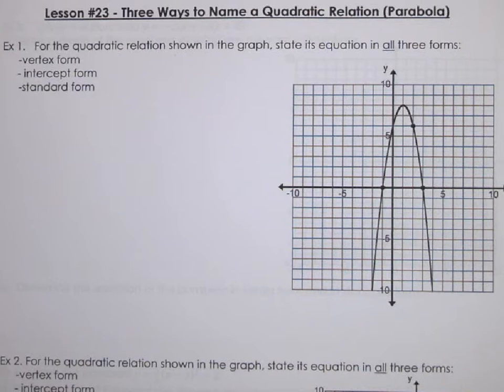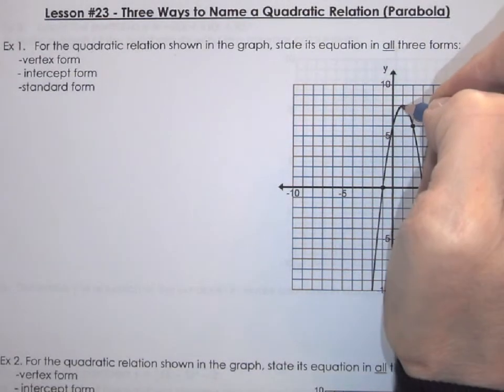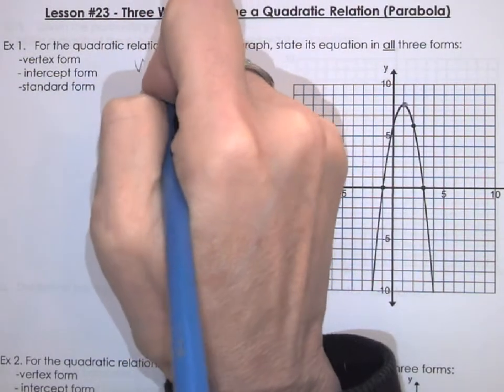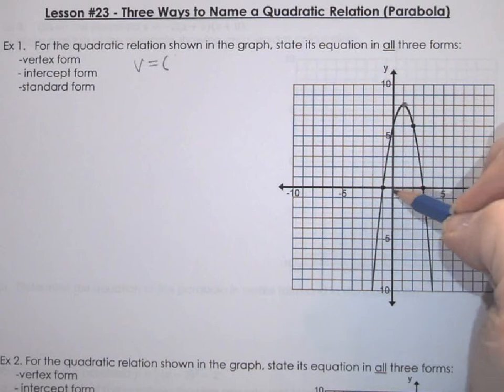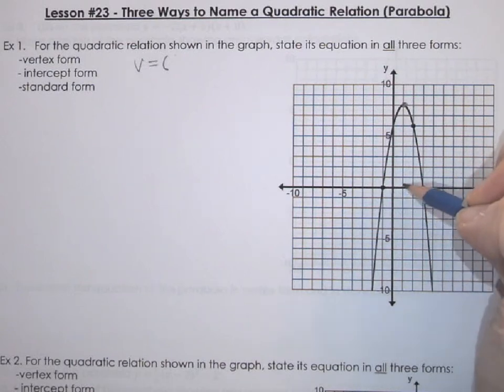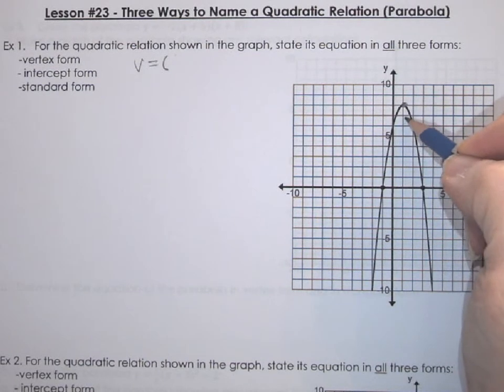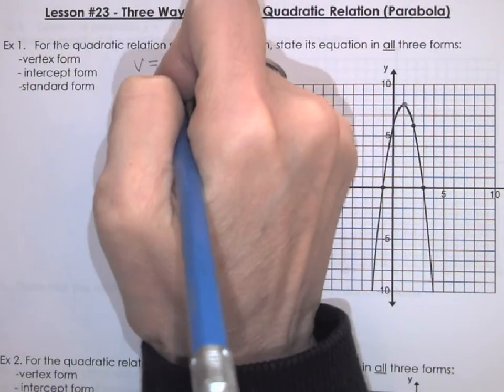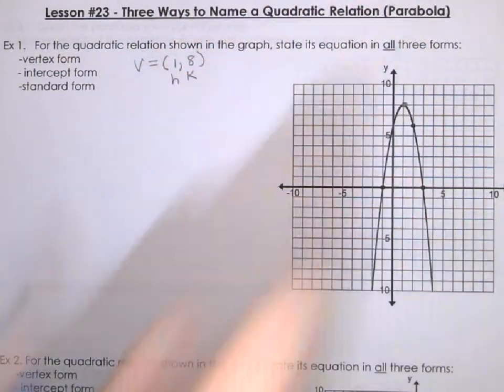So first of all, let's see what information we can get from the graph. So we can see that we know its vertex. So I'm going to record that over here. So the vertex is at, here's 0, 0, so 1, 8. So because we know the vertex, we know h and k.